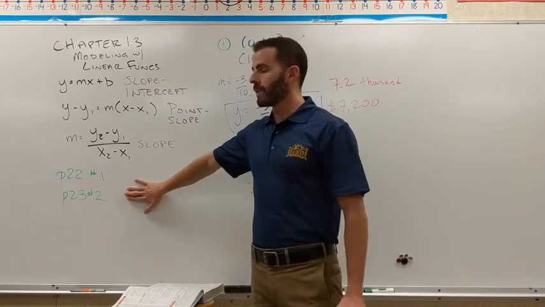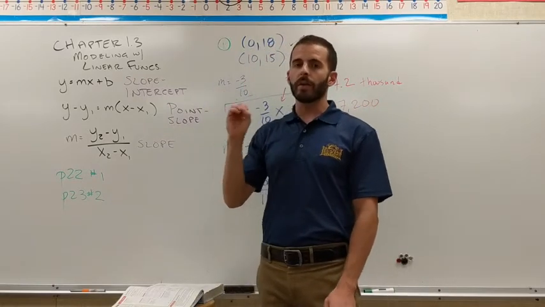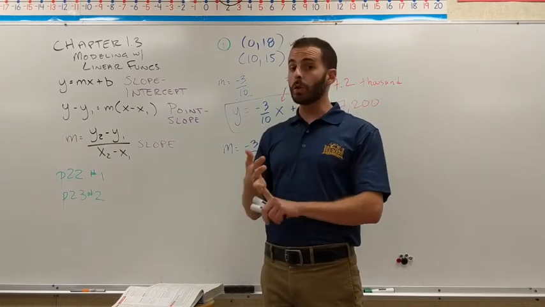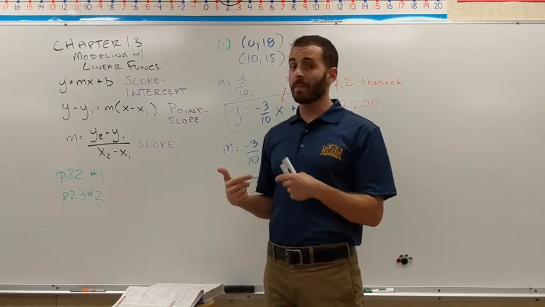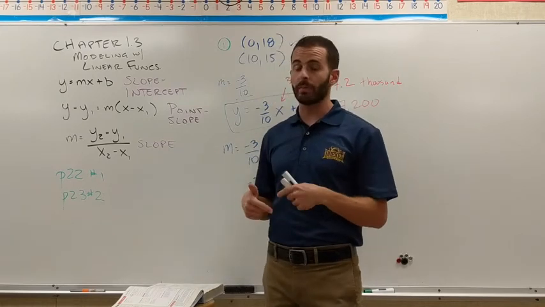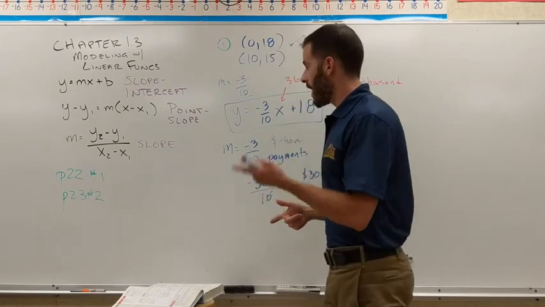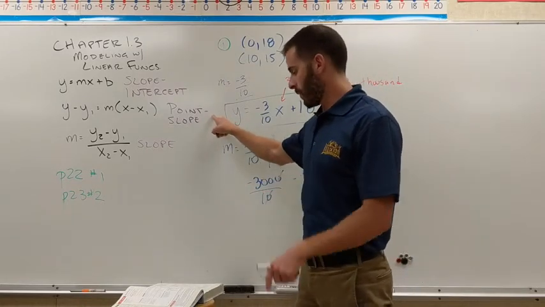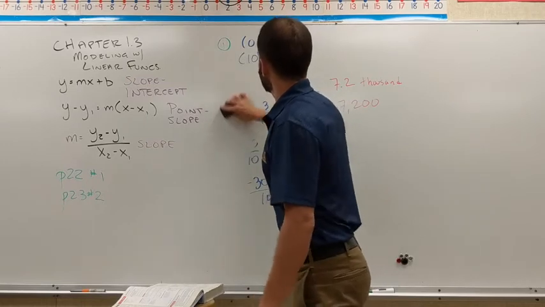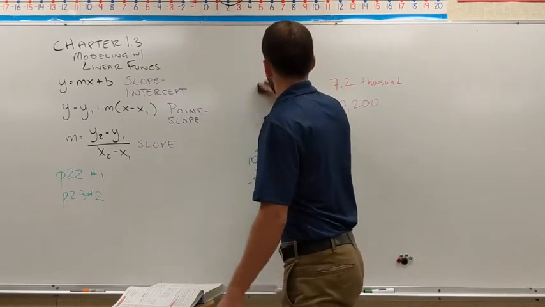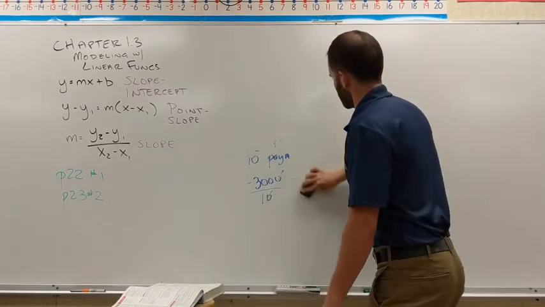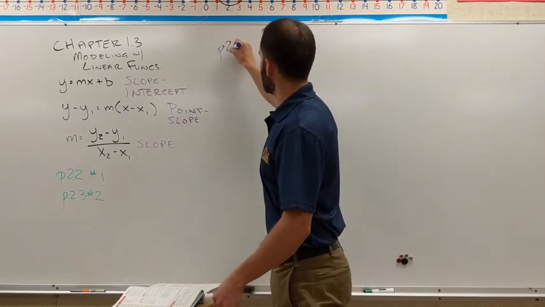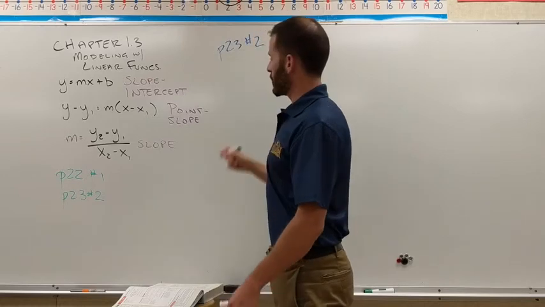All right. On to page 23, number 2. I'm doing a very, very tiny part of that. We as a class need to read example 2, we need to do example 2, and then number 2 at the bottom of the page is going to make more sense. However, I want to use it as a way to show off point-slope form. Alright, so this is page 23, number 2.